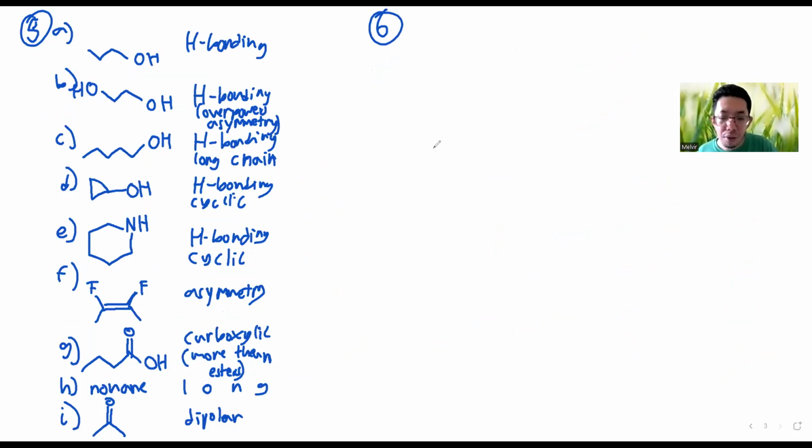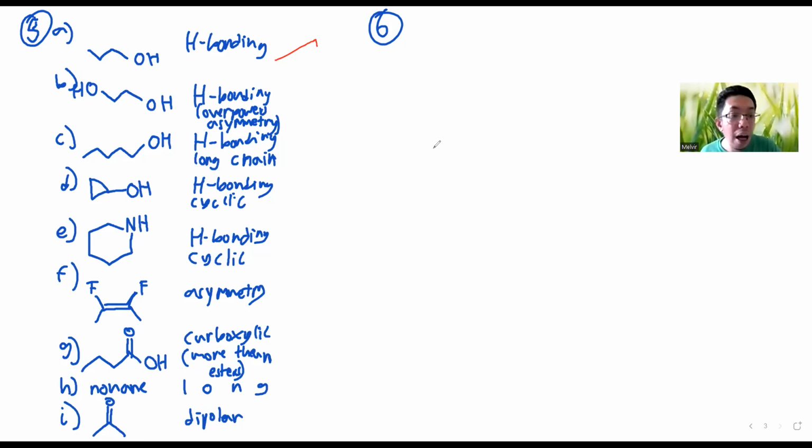Okay, yan. So, let's move on with this one. So, for letter A, obviously, kung ikukumpara mo siya dun sa partner niya, no? So, ether versus alcohol. Of course, alcohol will have a higher boiling point due to hydrogen bonding. It will have a higher ability to do hydrogen bonding with itself. So, mas mataas yung boiling point niya.